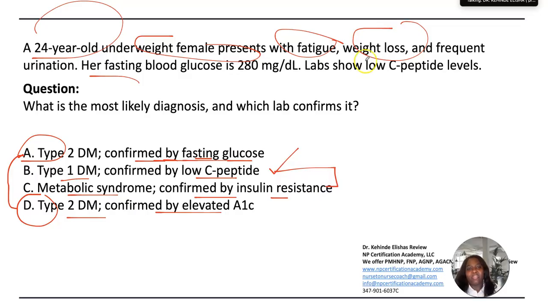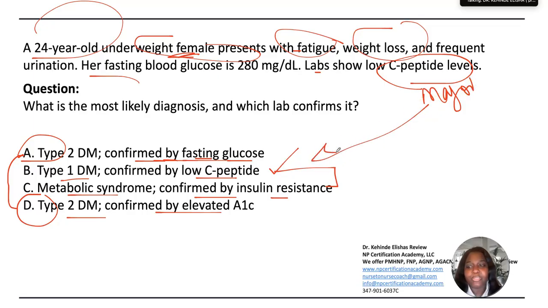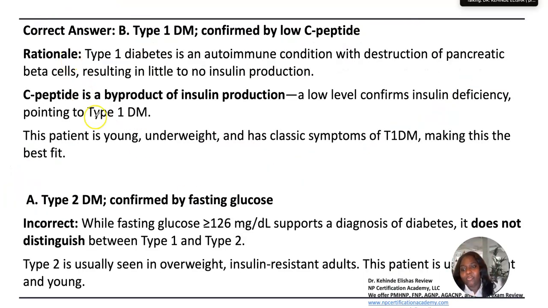Now you can definitely see weight loss, fatigue, and they said underweight female, presenting with fatigue and urination. And then C-peptide levels is your major clue right there. C-peptide levels will connect you with type 1 diabetes. B, final answer. Okay, now let's look at the rationale.